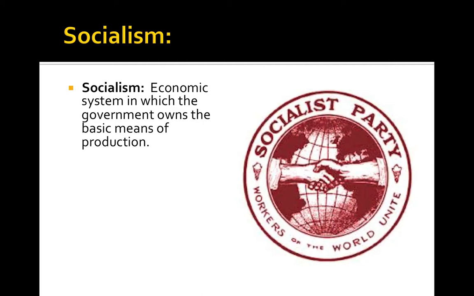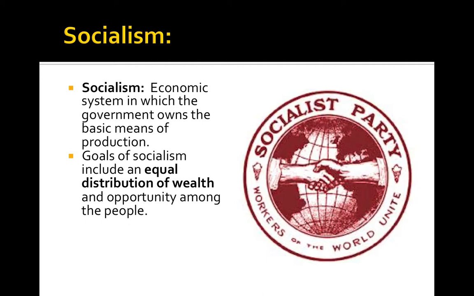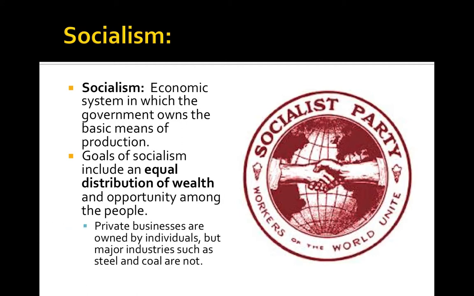Socialism. Socialism is an economic system in which the government owns the basic means of production. They don't own everything, but they own the big industries. The goals of socialism include an equal distribution of wealth and opportunity among the people. Private businesses are owned by individuals, but major industries such as steel and coal are not.